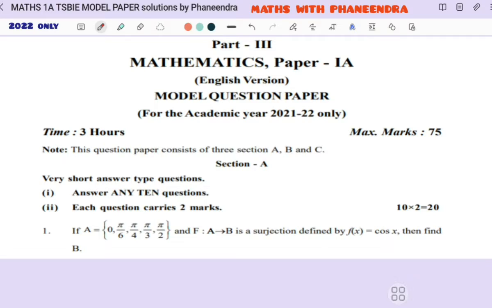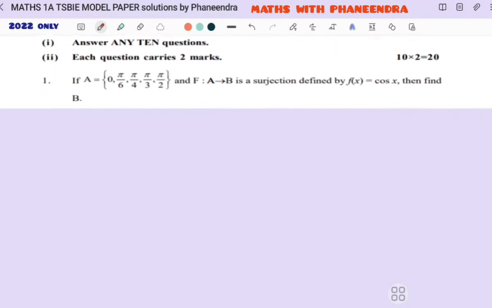We'll move to question number 1. If A equals the set of 0, pi by 6, pi by 4, pi by 3, pi by 2 and f is defined from A to B is a surjection defined by f of x equal to cos x, then find B. So A is given, that means domain is given. They are asking to calculate B, that means image. So range indirectly they are asking. So simple steps we need to write in the answers. Why? Because 2 marks only, no? So what is the question here?